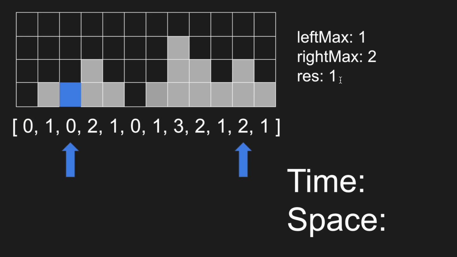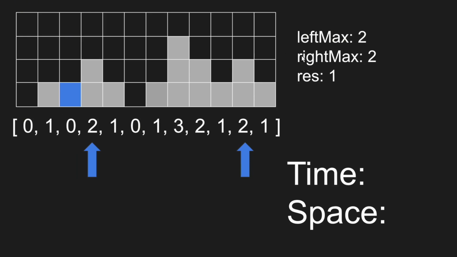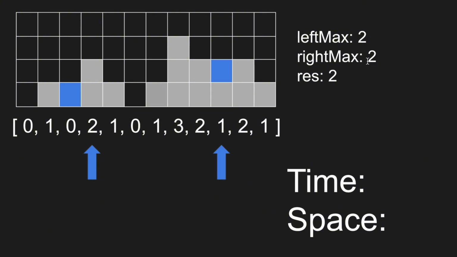And now, because the left max is less than right max, we still shift the left pointer. Now right max and left max are equal, but 2 minus 2 is 0, so we add 0 to the result, which is still 1. Now they're equal, we shift the right pointer. Now we subtract right max from the current index, which is 1, so 2 minus 1 is 1, and 1 plus the result, which is 2.